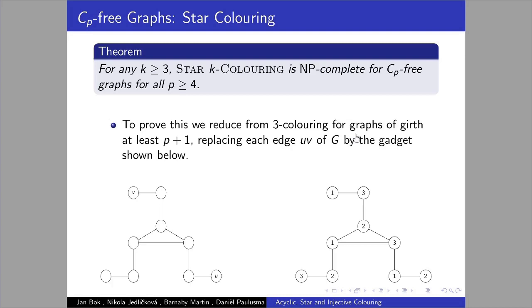Star coloring. First we show the star k-coloring is NP-complete for H-free graphs where H contains a cycle of length at least 4. What we do is we reduce from 3-coloring for graphs of girth at least p plus 1, where p is the length of our cycle, by replacing each edge with the gadgets shown below. Then our new graph has no cycles of length less than p plus 1 except for triangles. So, in other words, it's H-free.